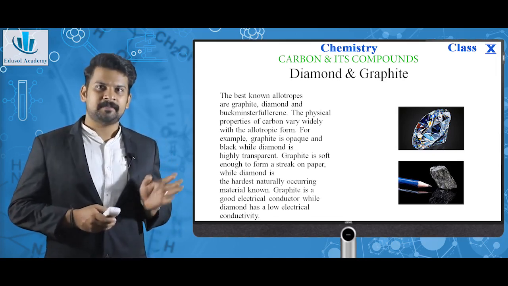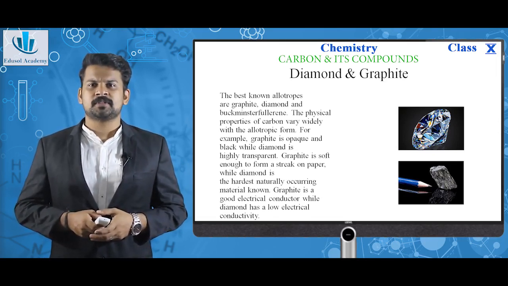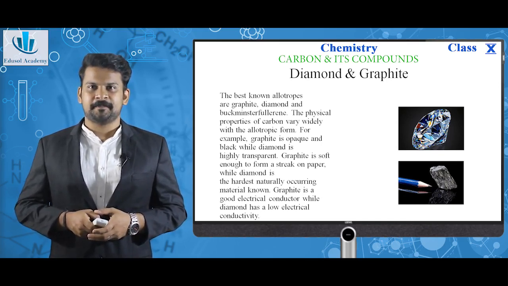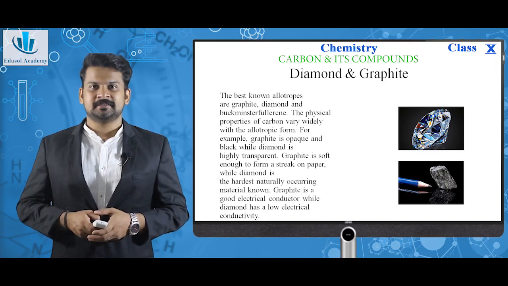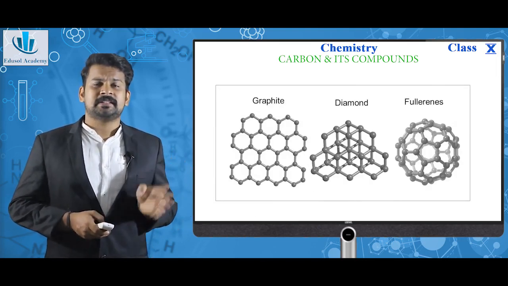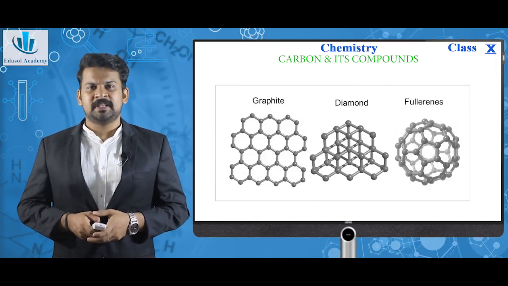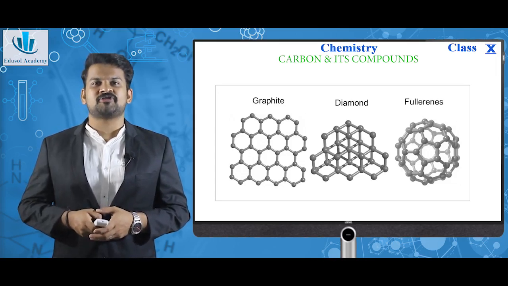As you can see here, graphite is a soft substance which is used in pencils. It is a poor conductor of electricity. Diamond is the naturally hardest substance known ever. As you can see again, graphite, diamond and fullerene. These are the three distinguished allotropes of carbon which mainly differ in their structures.